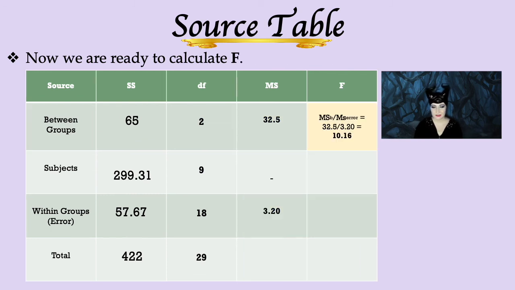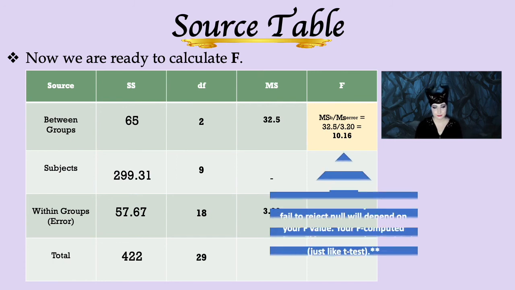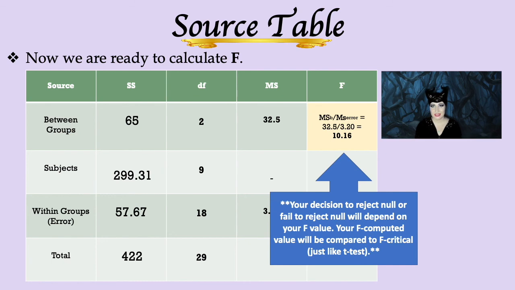And for the final and most important step, the F computed value. In order to find F, we need to divide mean squared between 32.5 by mean squared within 3.20. That will leave us with the value of 10.16. 10.16 is going to be our F computed value. We are going to compare this value to our F critical value to ultimately make our decision about the significance of F.